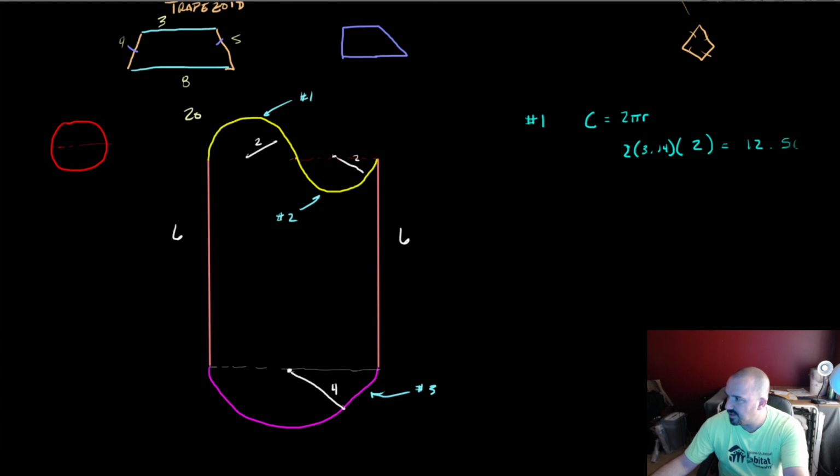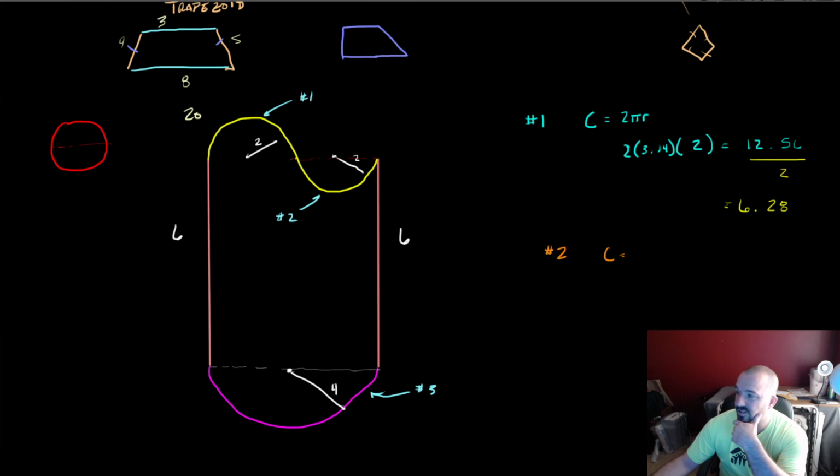Now we have a distinct issue here, and that is that this represents a whole circle. But number 1 is only a half circle, so we've got to cut that in half. If we cut that in half, we have 6.28. Then we move on to number 2.